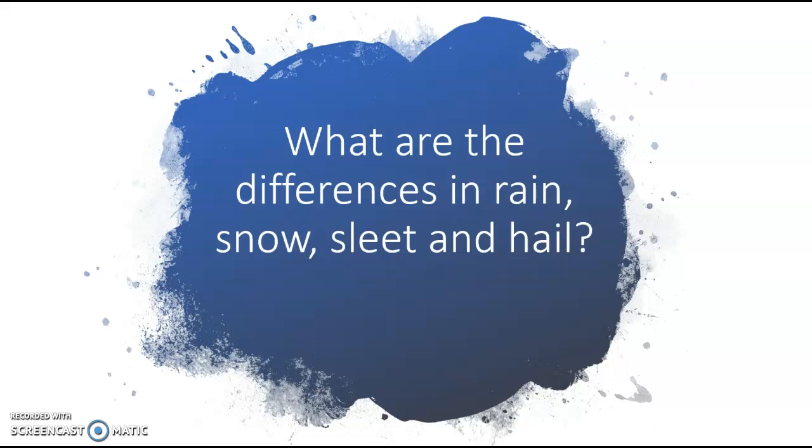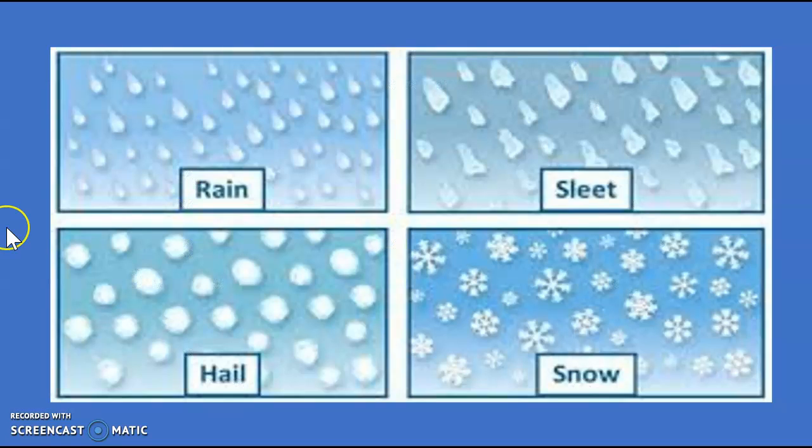What are the differences in rain, snow, sleet, and hail? Well, rain is water droplets that fall to the ground. Freezing rain is rain that falls but freezes on contact with the surface. Sleet is rain that falls but freezes before reaching the ground.